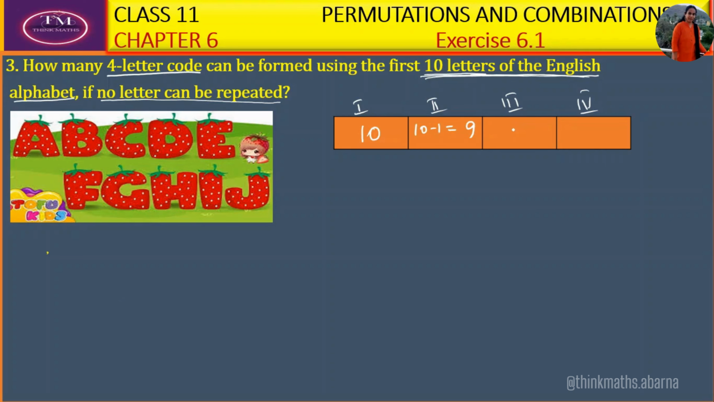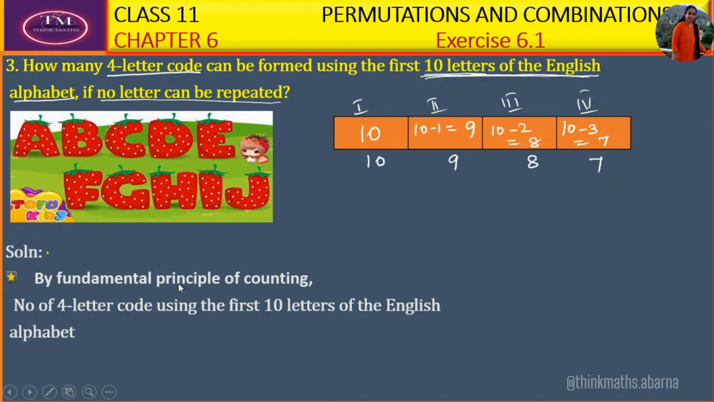It is 9. What about the third box? Here we should not fill the letters which are filled in 1 and 2. So 2 options go out. So it is 10 minus 2, 8. Next, in the same way for the fourth box, we should not fill the letters that are filled in boxes 1, 2, 3. So 10 minus 3 equals 7. So here you have 10 options. In the second box you have 9 options. Third box you have 8 options. And for the fourth box you have 7 options.